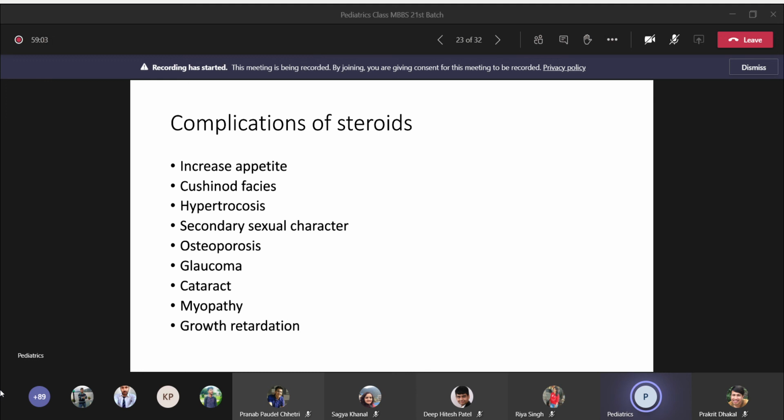Secondary sexual characters, and then osteoporosis. Steroid will cause osteoporosis. The patient may suffer from glaucoma. The patient may develop cataract. Which type of cataract? This is a posterior subcapsular cataract, if you give the steroid for a long time. The third one is myopathy. And the most important also, growth failure. Why is there growth failure? Because of the early closure of the secondary ossification center. That's why the patient may develop growth failure also.